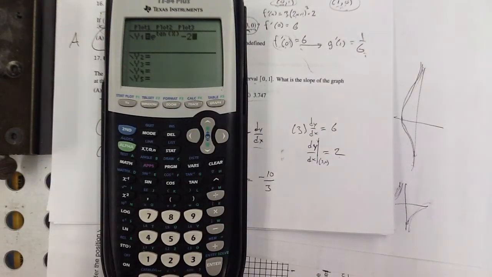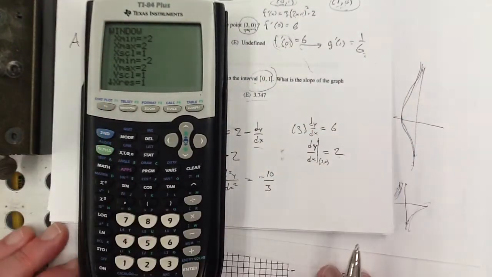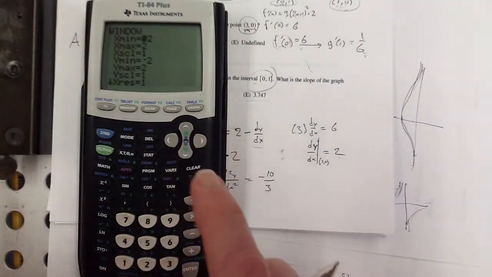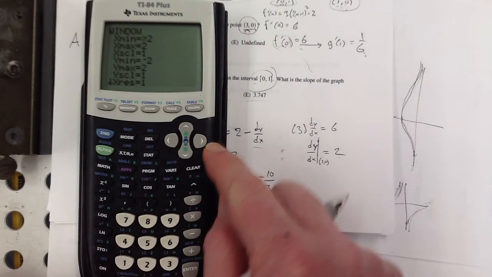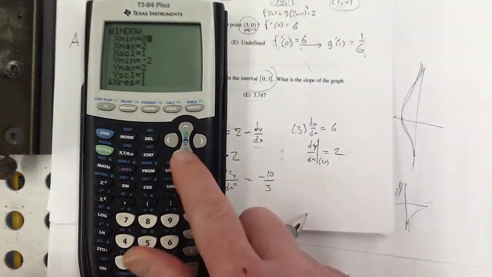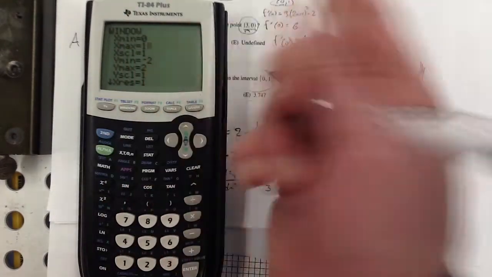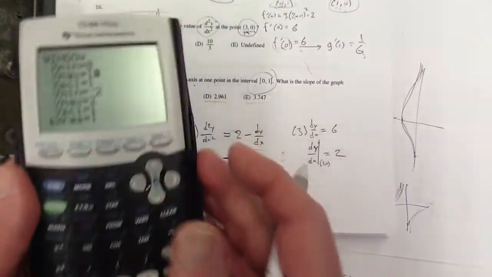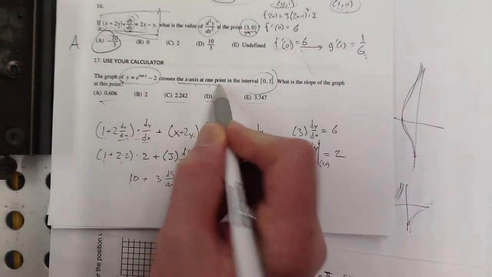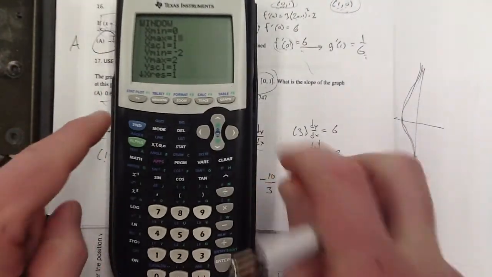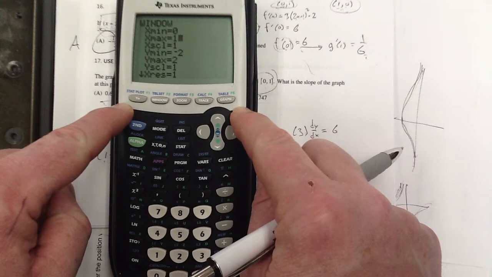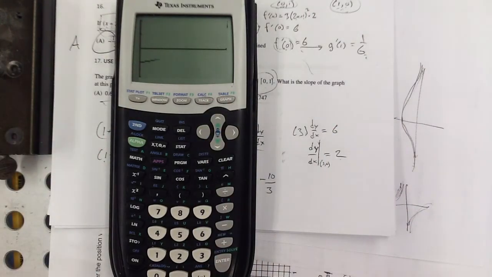Now I could just hit graph and see what happens, but I know that I'm only interested in the interval from 0 to 1, so why would I want to look at anything else? That could be potentially confusing. So I'm going to make my x min and max 0 to 1. The rest of this is probably fine. I only care about where it crosses the x-axis. So let's see what it looks like. There's the spot where it crosses.